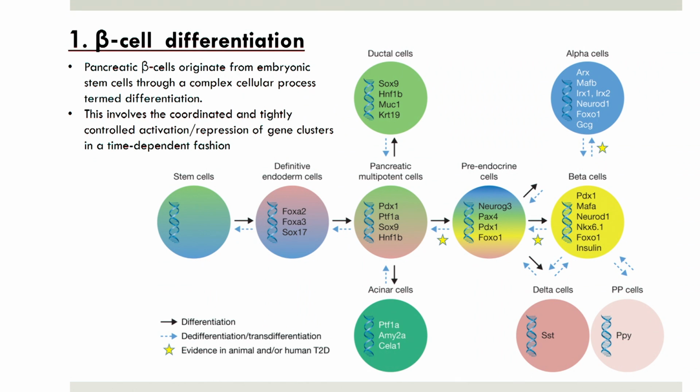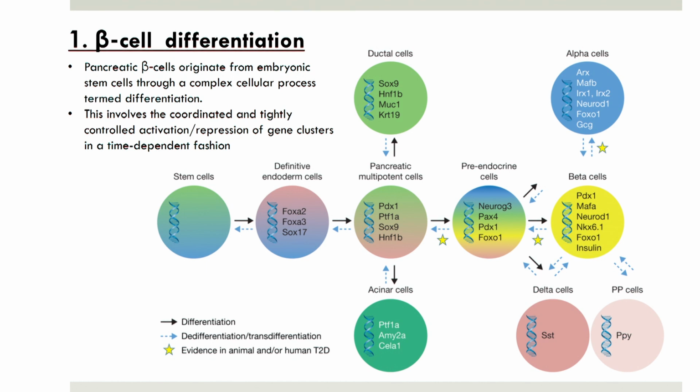So beta cell differentiation, basically your pancreatic beta cells originate from your embryonic stem cell through a complex of cellular processes which is termed differentiation. This process involves very coordinated and tightly controlled activity, where you have activation of certain gene clusters and repression of certain gene clusters. For example, when you look at your stem cell, next you have definitive endodermal cells, then you have pancreatic multipotent cells which can in turn differentiate either into ductal cells or acinar cells, or which could again differentiate into pre-endocrine cells. Then you have beta cell, alpha cell, delta and polypeptide cells.